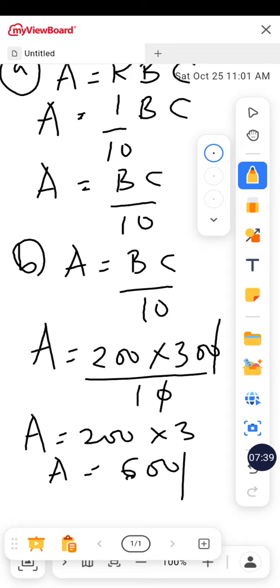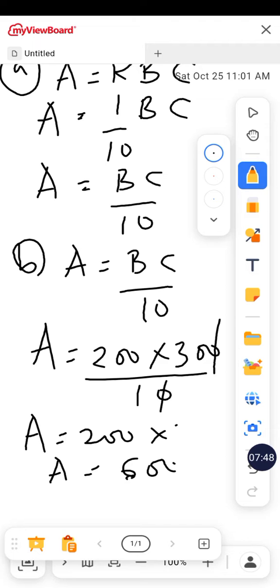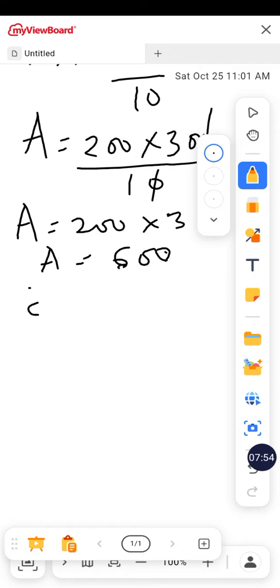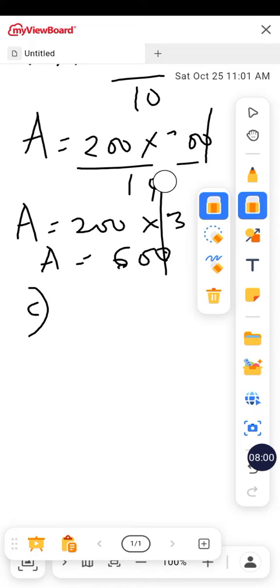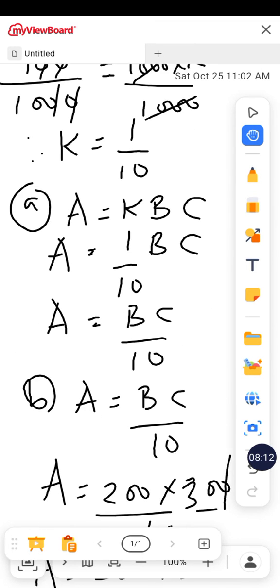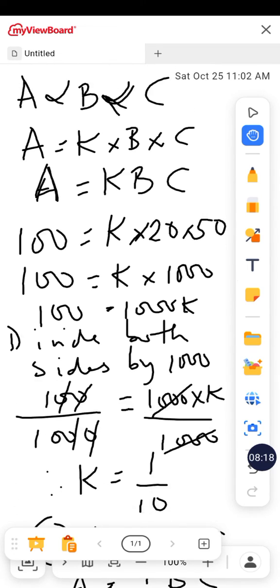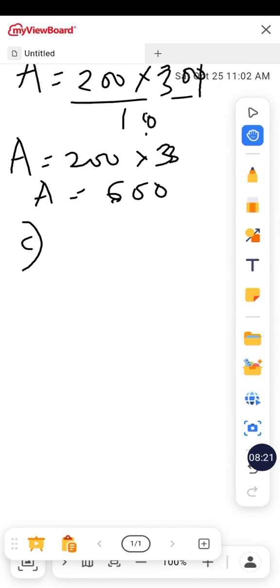Okay, let's move on to question C. And what does question C say? Question C says, find B when A is 18 and C is 24.